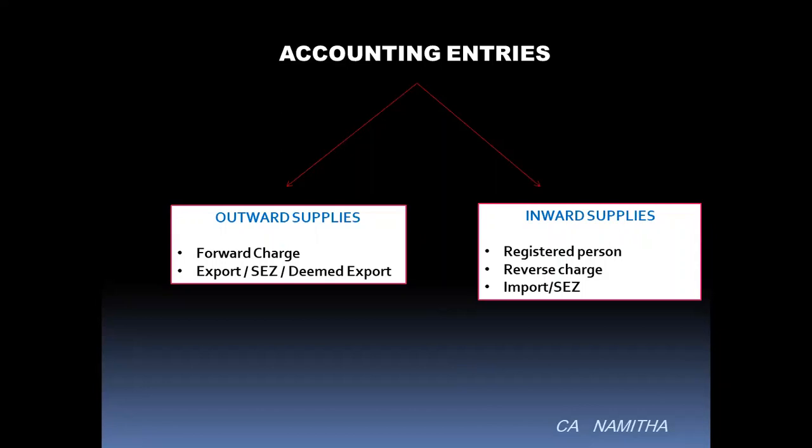Accounting treatment of outward supplies depends upon the type of outward supply. The two types of outward supplies are outward supply under forward charge and outward supply by way of export, cess or deemed export. Likewise, accounting treatment of inward supplies also depends on types of inward supplies. The three categories are inward supply from registered person, inward supply under RCM, and inward supply by way of import or from cess.